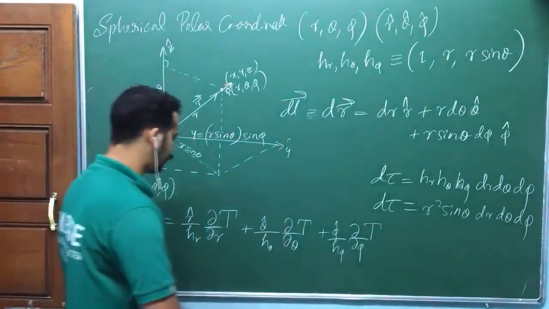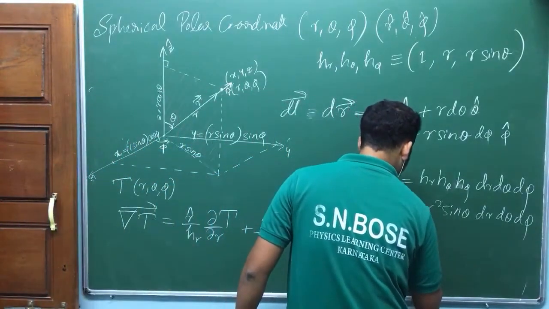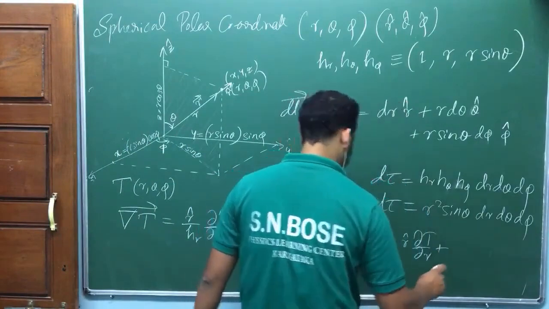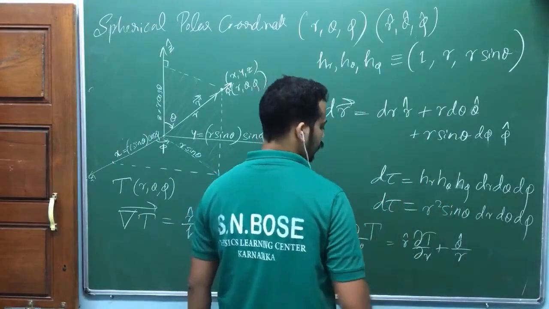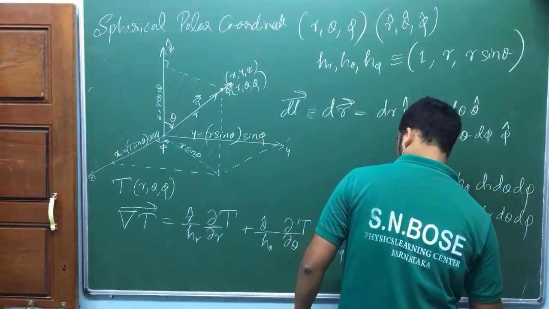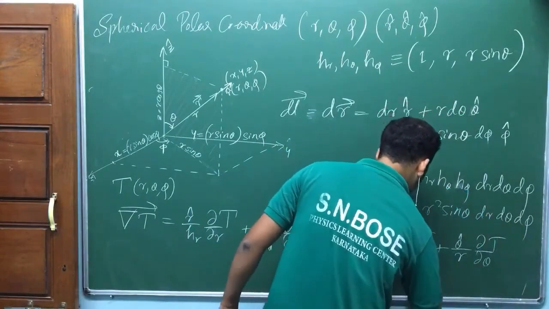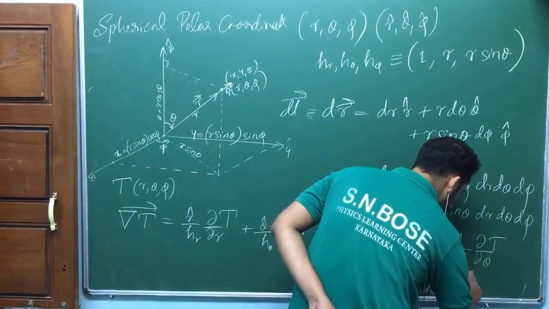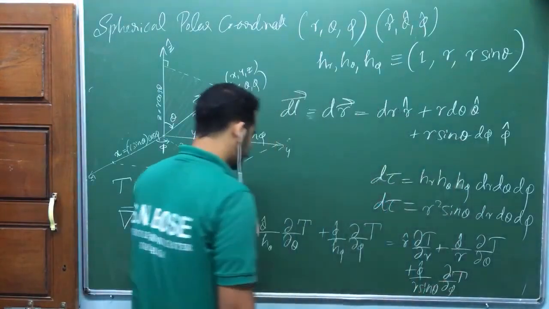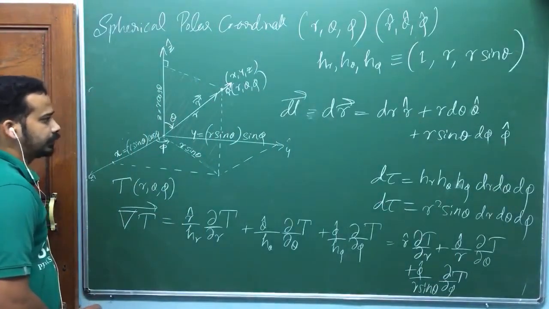Now rewrite that one, okay? So that's equal to r cap into ∂t/∂r plus theta cap divided by r, am I right? Or 1 by r, ∂/∂theta of t, plus phi cap divided by r sin theta, ∂/∂phi of t. Is that okay? I hope you can deal with this one.